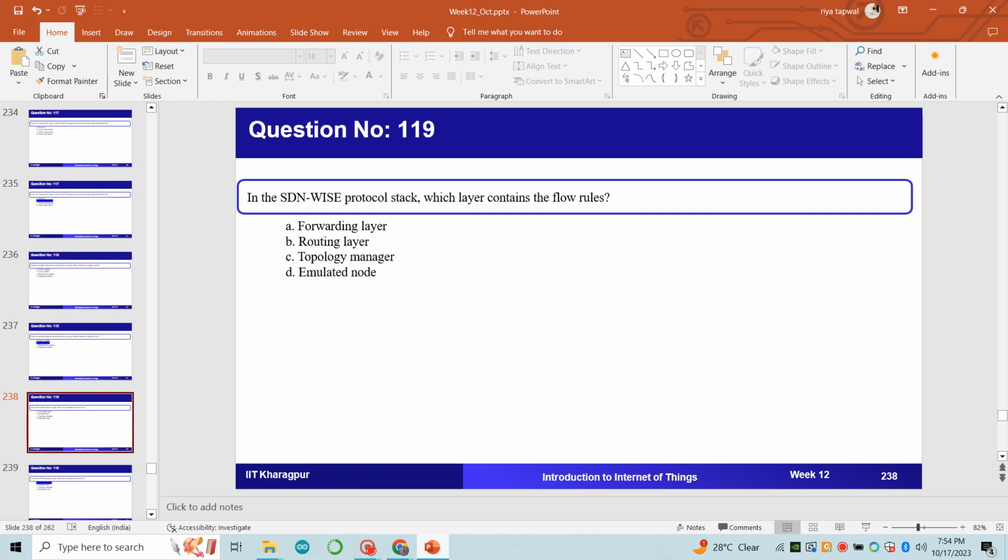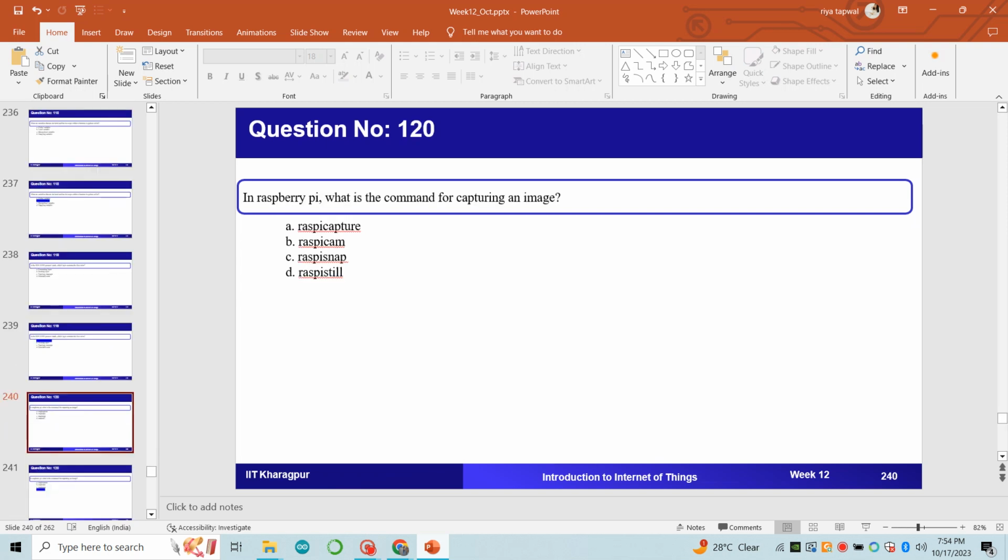Next question is, in the SDN-wise protocol stack, which layer contains the flow rules? Options are forwarding layer, routing layer, topology manager, emulated node. Anyone? So correct option for this is forwarding layer.